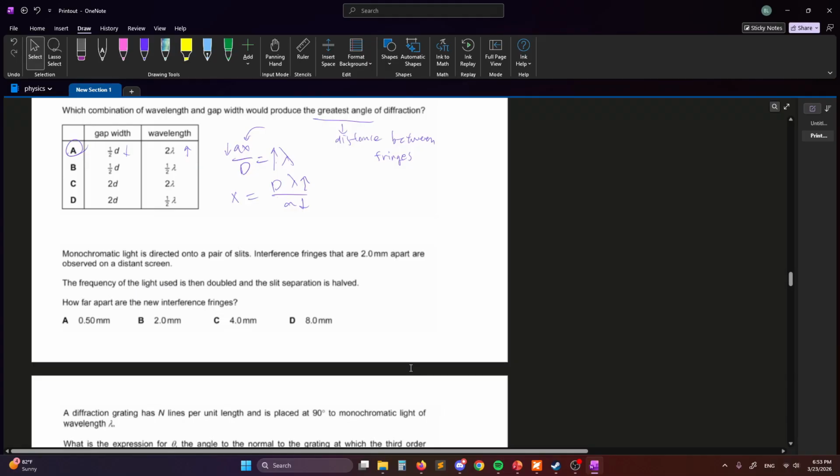Monochromatic light is directed onto a pair of slits. Interference fringes that are 2.0 millimeters apart are observed on the screen. The frequency of the light is doubled, and the slit separation is halved. How far apart are the new interference fringes?